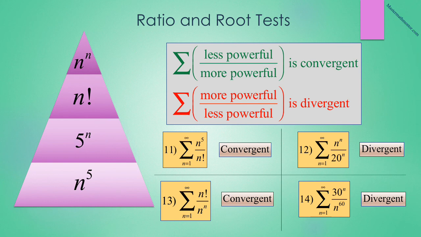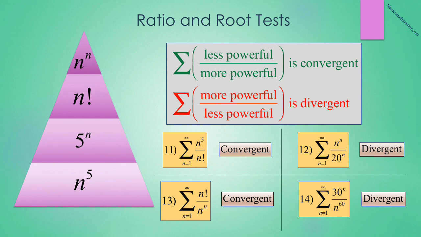Number 12, summation n equals 1 to infinity of n to the n over 20 to the n. N to the n is the most powerful. 20 to the n is less powerful than that. So therefore this is divergent. Number 13, summation n equals 1 to infinity of n factorial over n to the n. Again, n to the n is the most powerful, and n factorial is slightly less powerful. Therefore, this is convergent.